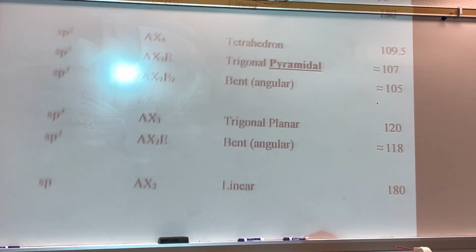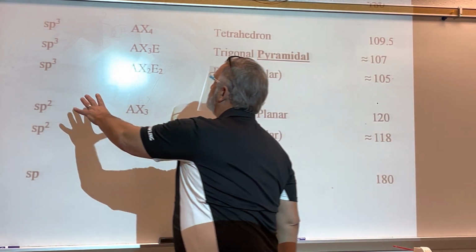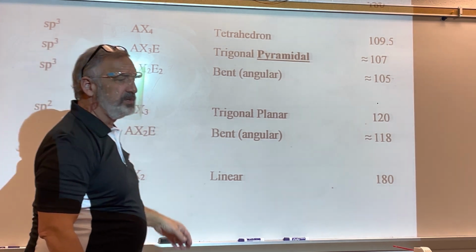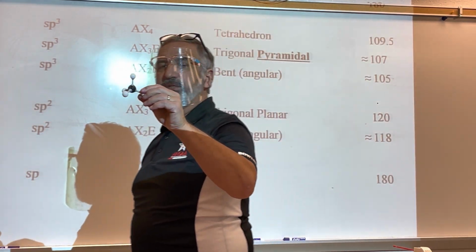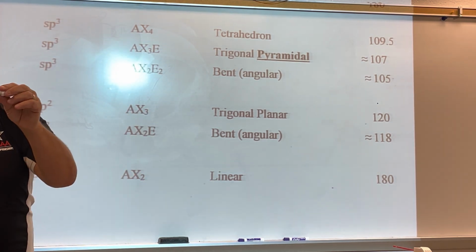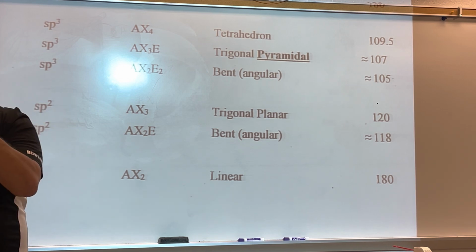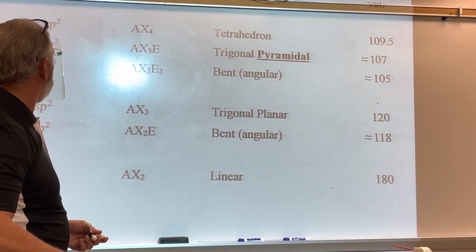But we're going to start right here. Okay, the different types of hybridization and the different shapes of our molecules. So again, if we start with a molecule that has 4 equivalent bonds, we know that the shape is going to be tetrahedron. Anything that has 4 things around it is going to be a tetrahedron. It's going to be AX4.